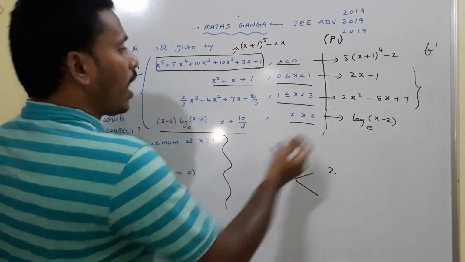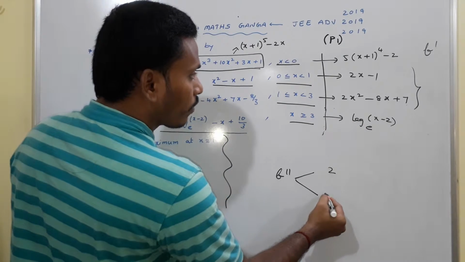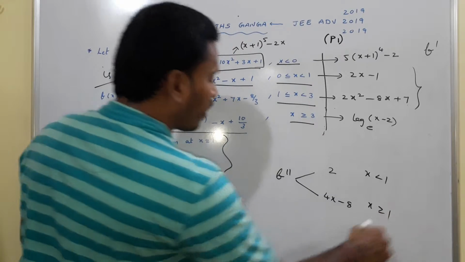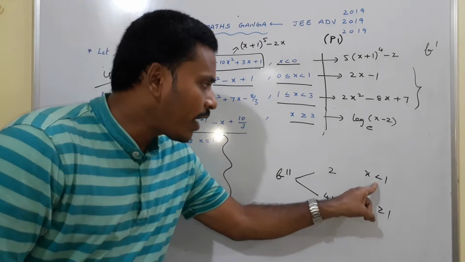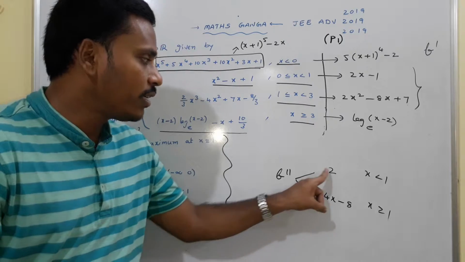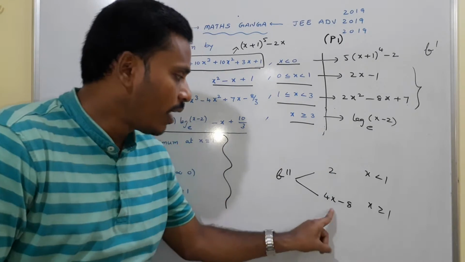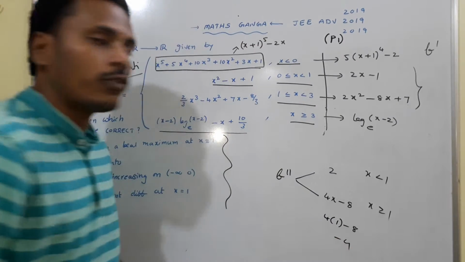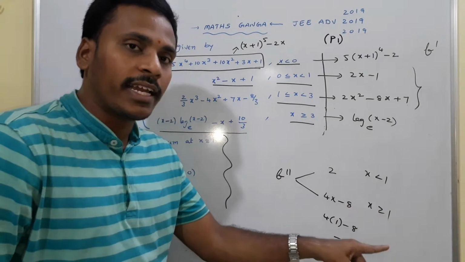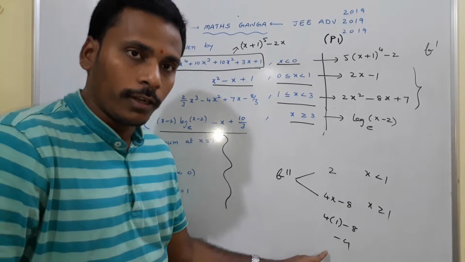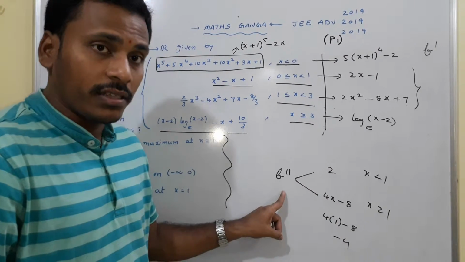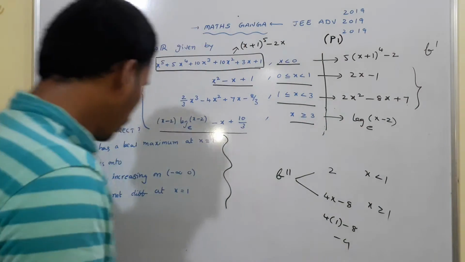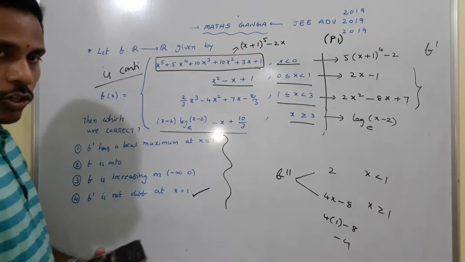f double dash is 2 here, and the f double dash value here is 4x minus 8. This is for x less than 1 and this is for x greater than or equal to 1. In the left hand region of 1, f double dash is 2. In the right hand region of 1, f double dash is 4 into 1 minus 8, which is minus 4. So in the left hand side and right hand side, the f double dash value is not equal. So f double dash does not exist, meaning f dash is not differentiable at x equals 1. So clearly option 4 is the correct choice.